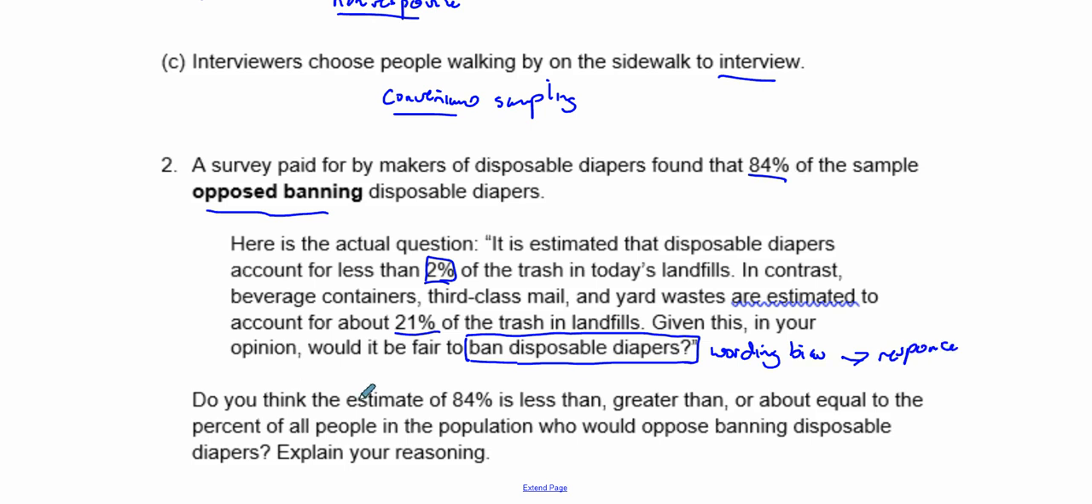And so do you think the estimate of less than 2% is too low? Well, it probably is greater than that, because they're trying to get more people to be okay with opposing banning diapers. And why is that? Because it is wording bias that is leading people to respond favorably to the question, and responding favorably to the question would be no. All right, no, and that's what we're looking at there. I hope that makes sense.